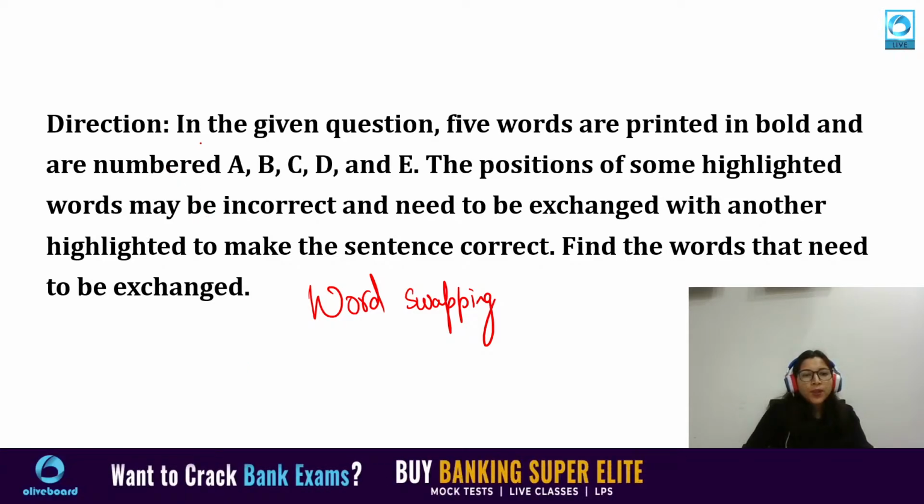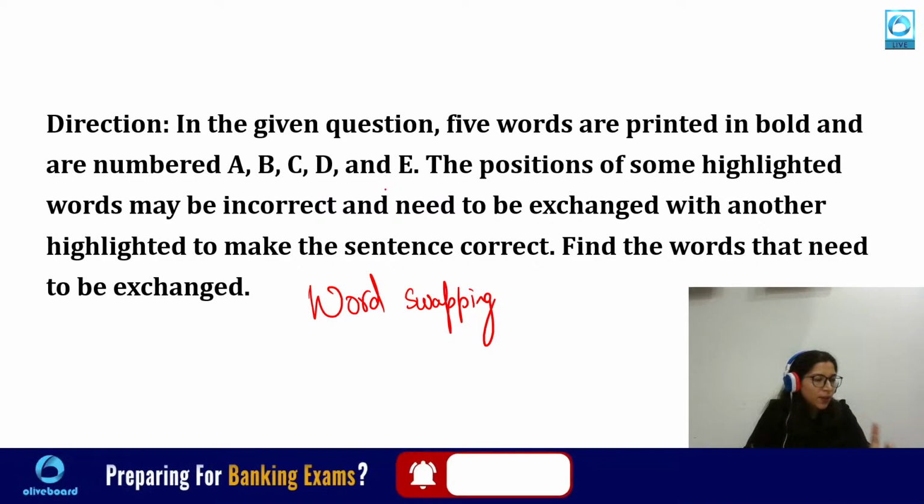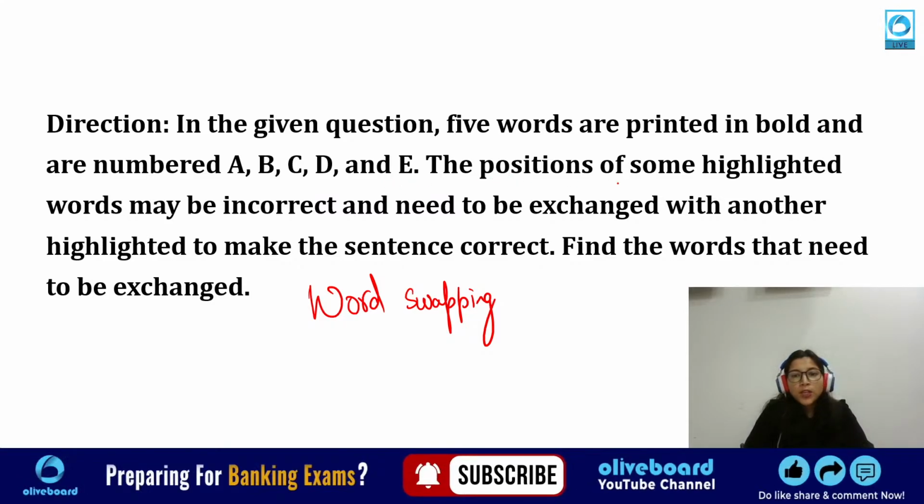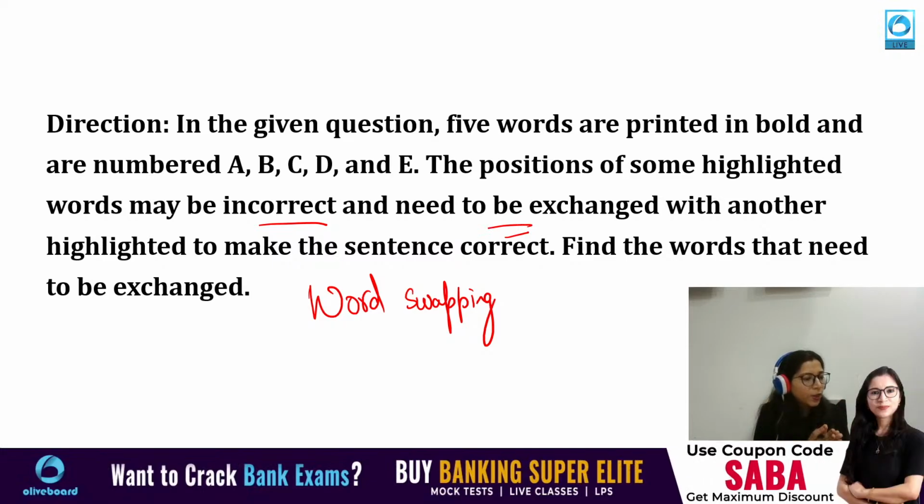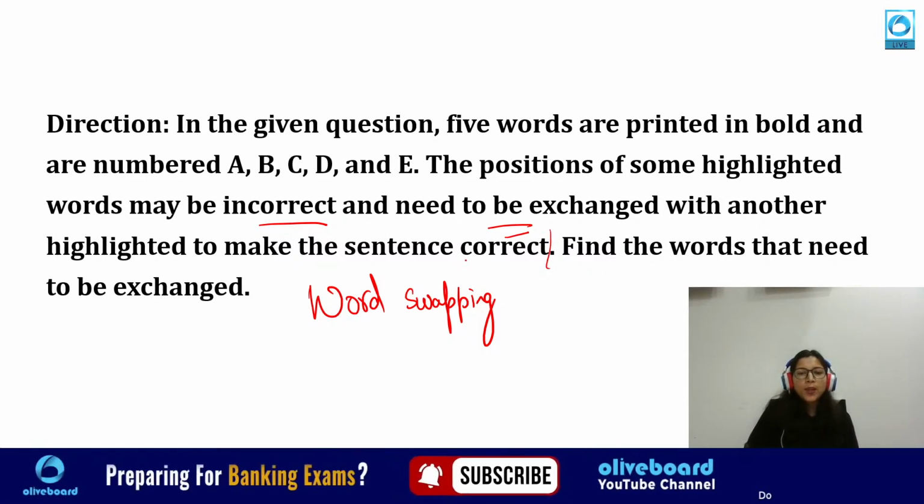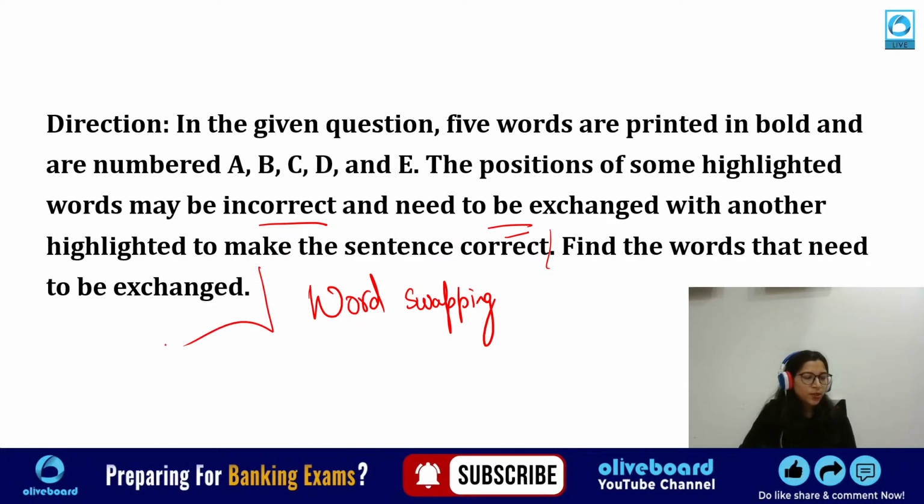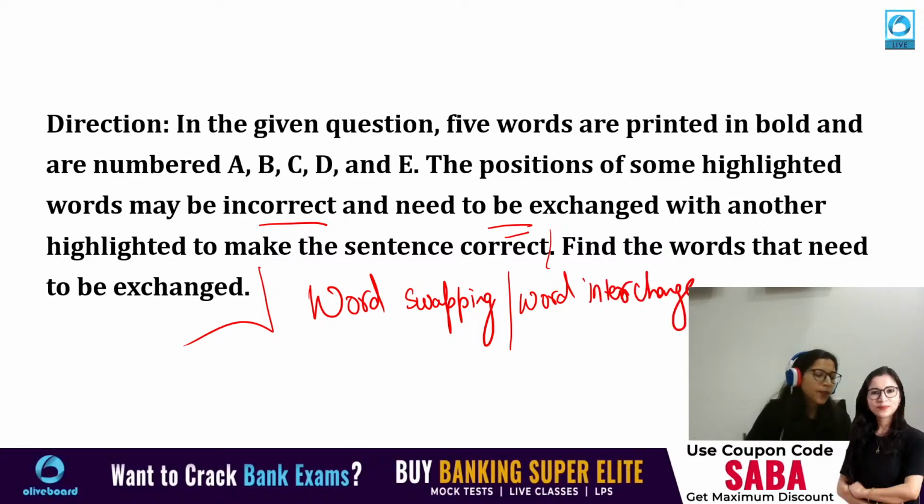Now what is the direction here? In the given question, 5 words are printed in bold and numbered A, B, C, D. Five words are there which are in bold. A, B, C, D is the numbering of those words. The positions of some highlighted words may be incorrect and need to be exchanged with another highlighted word to make the sentence correct. Find the words that need to be exchanged. Such questions are called word swapping and word interchange, where words are swapped to create meaningful sentences.